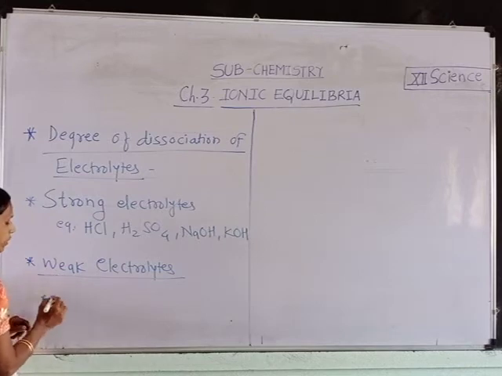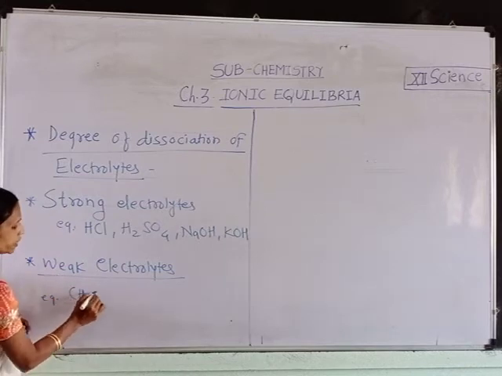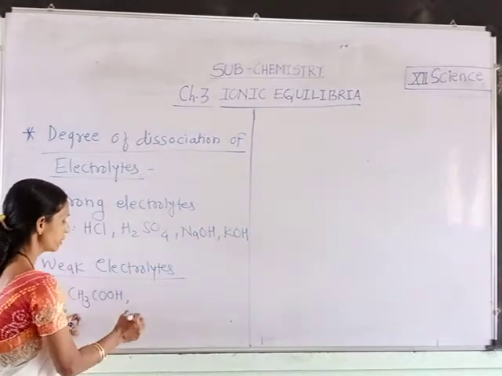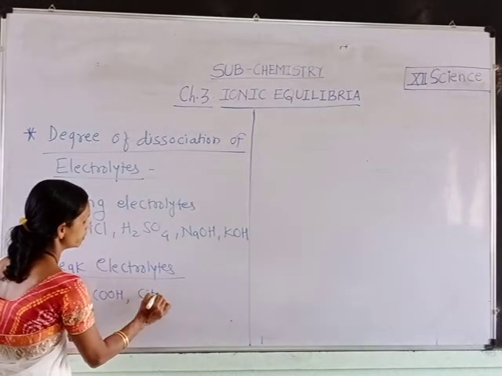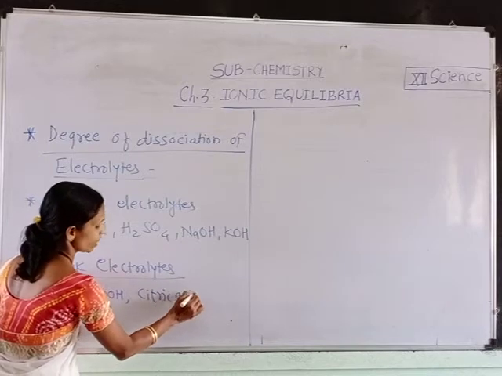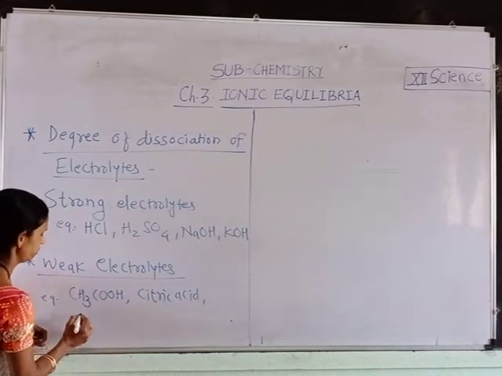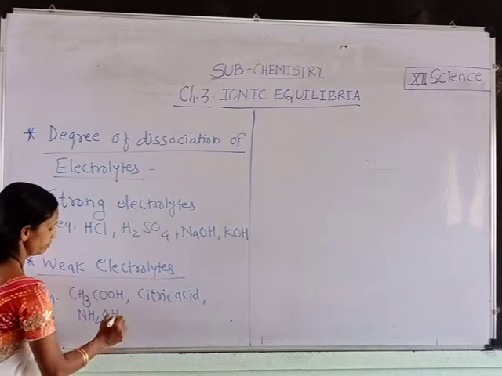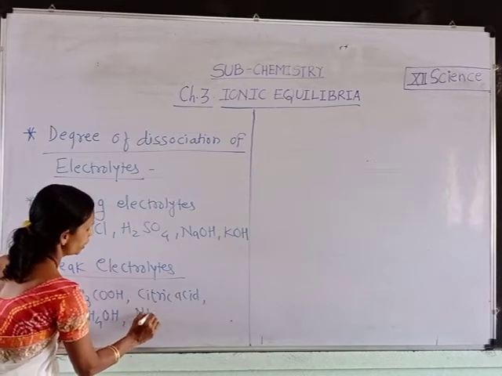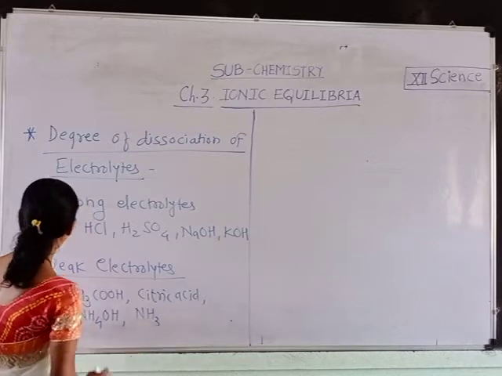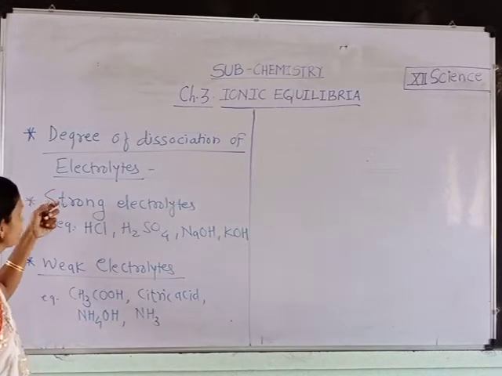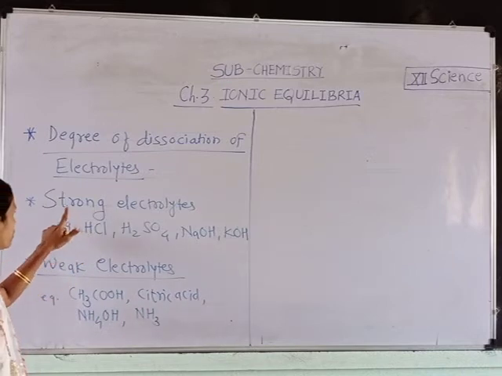And there are weak electrolytes. Examples of weak electrolytes are acetic acid, also known as vinegar, citric acid, formic acid, ammonium hydroxide, and ammonia.